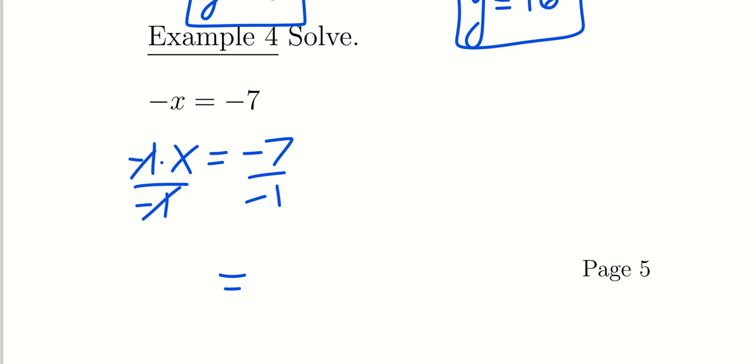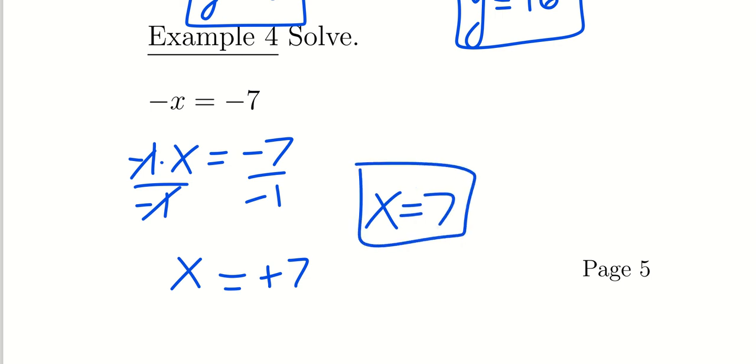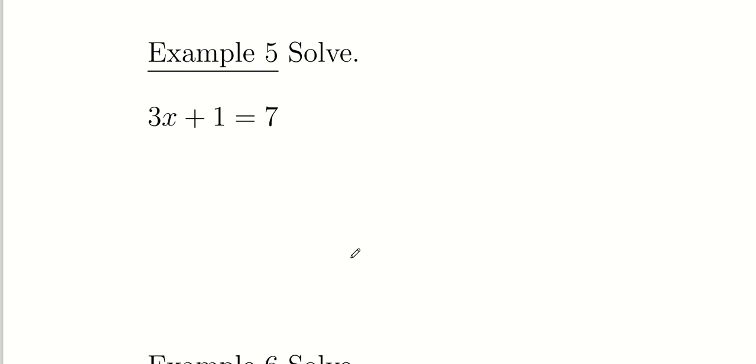Negative 1 divided by negative 1 is 1, so that cancels out, and we just get 1x, or x. And on the right-hand side, a negative divided by a negative is a positive. 7 divided by 1 is 7. So our solution to this problem is x equals 7. Let's take a look at the next one.